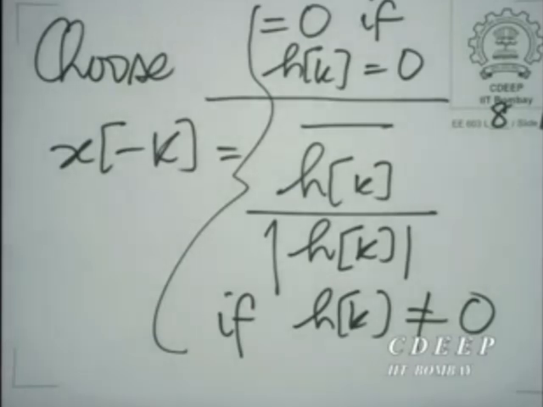So what you're saying is, look at the impulse response. At every point of the impulse response, if the impulse response sample there is non-zero, take its complex conjugate. Now we are allowing for a complex impulse response in general. So take its complex conjugate and divide by its magnitude. And put that in the location minus k of the input. And if that impulse response sample happens to be 0, then simply put a 0 in the same negative location on the input.